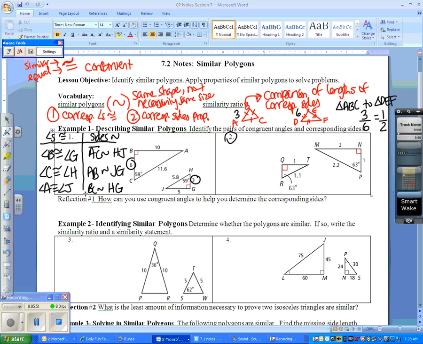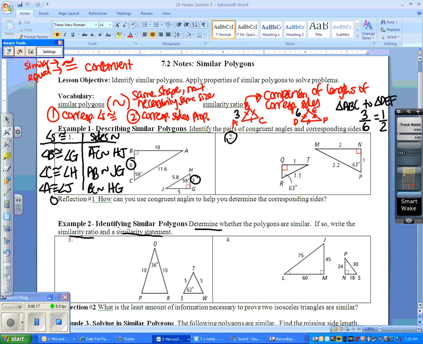And then also try to do the reflection. Example number 2 is identifying similar polygons. This time we need to determine whether those polygons are similar. In example number 1, I told you that they were similar. In example number 2, you need to tell me if they're similar or not. And if so, write the similarity ratio, which is what we talked about up here, example 1 to 2, and write a similarity statement.